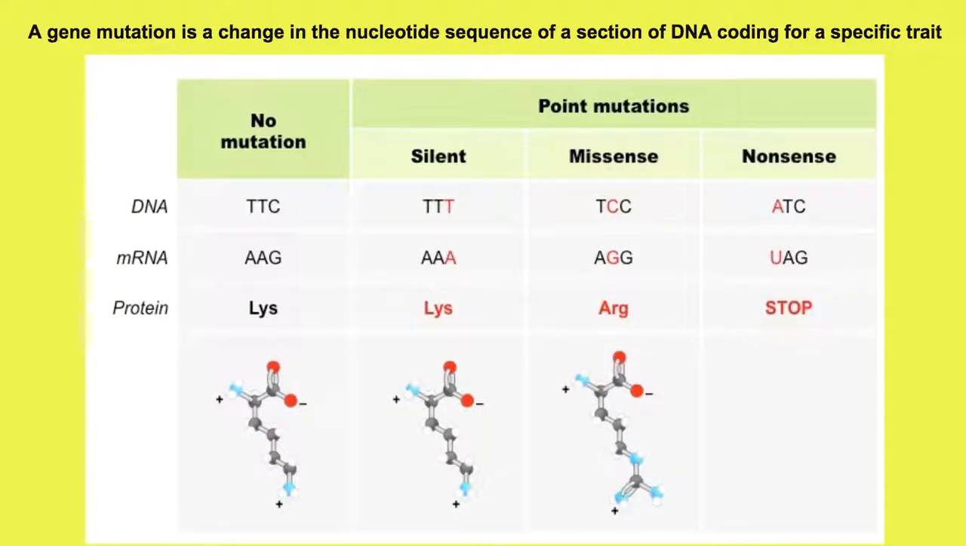So a gene mutation is a change in the nucleotide sequence of a section of DNA coding for a specific trait. So here you can see that if a DNA has no mutation, it's TTC. If it has a silent mutation, then it's TTT. If it's missense, it's TCC, and if it's nonsense, it's ATC. So this part you don't really need to know for your exam, but just know that a mutation is a change in the nucleotide sequence of a section of DNA.